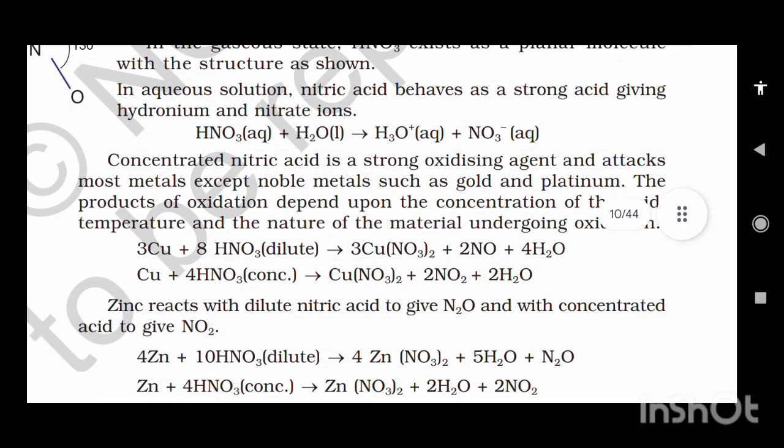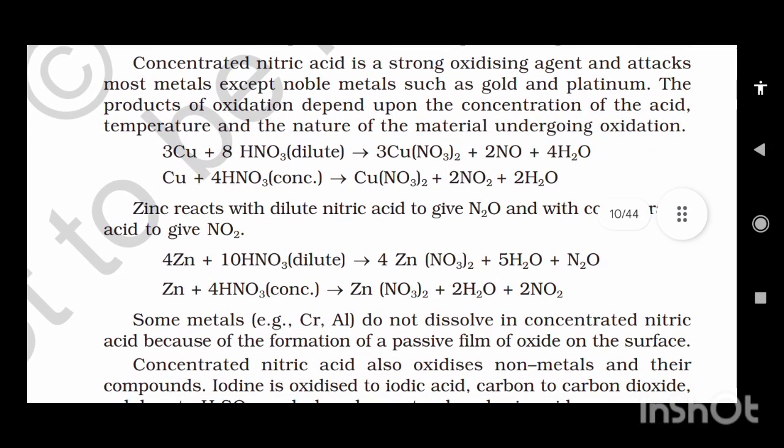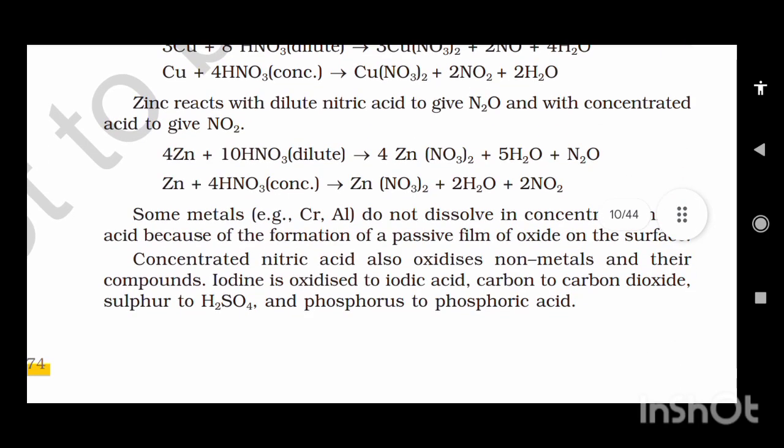Concentrated nitric acid is a strong oxidizing agent and attacks most metals except noble metals such as gold and platinum. The products of the oxidation depend upon the concentration of the acid, temperature and the nature of the material undergoing oxidation. Zinc reacts with dilute nitric acid to give N2O and with the concentrated acid to give NO2.